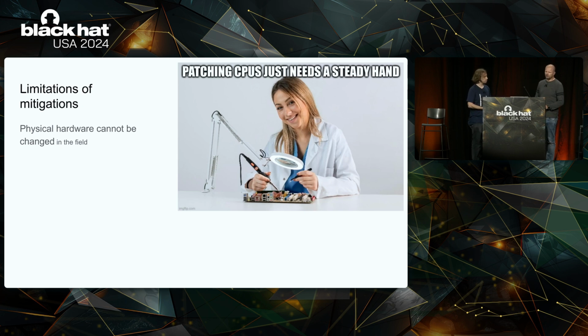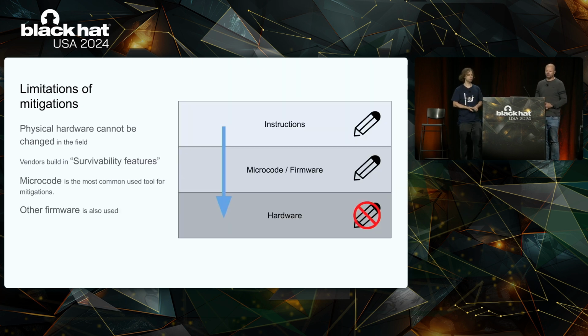Right. The way that this works is that at design time, vendors add what are often called survivability features. Survivability feature number one is microcode. Microcode is a firmware, and it's very close to the hardware. It's super specific to the actual processor. Microcode is the most commonly used tool to mitigate vulnerabilities in hardware.